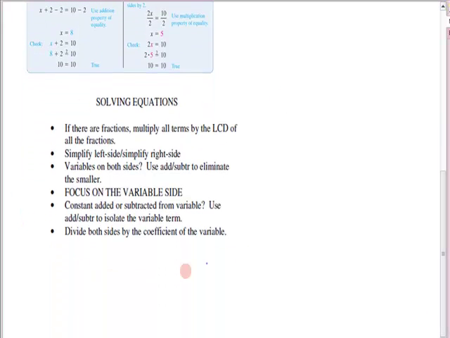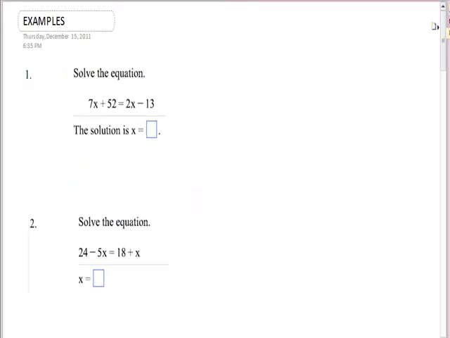Here is a reminder of the steps for solving equations. Remember that this is chapter 4, so we really have 1, 2, 3, 4, 5 potential steps. If you don't have those written down yet, you might want to do so. I'm going to go into the examples. I'm not going to do all of these because the last video was very long and we don't need them to be quite that long.